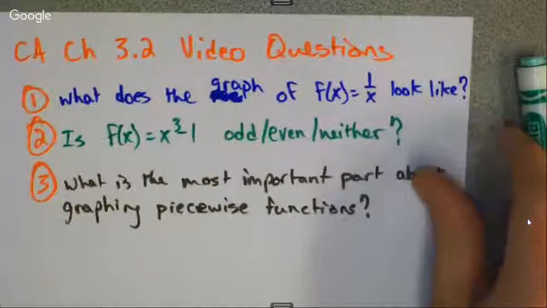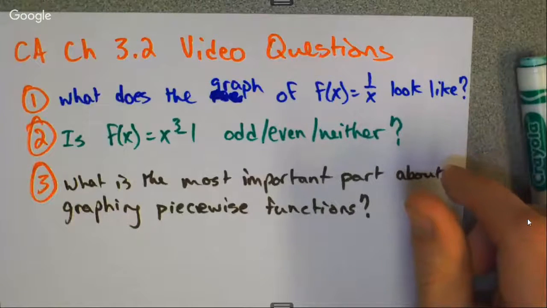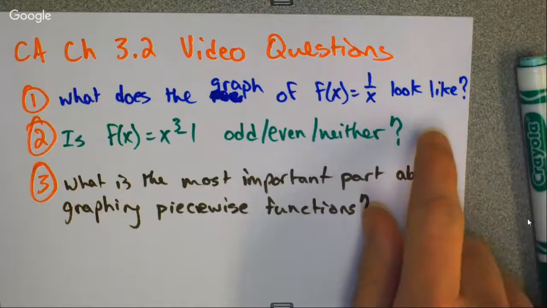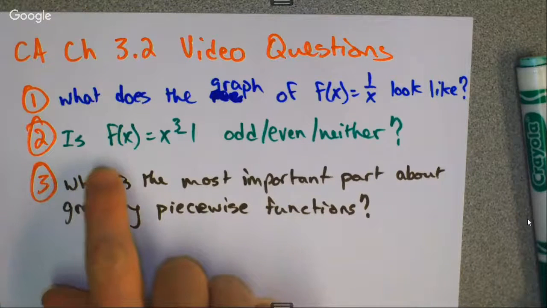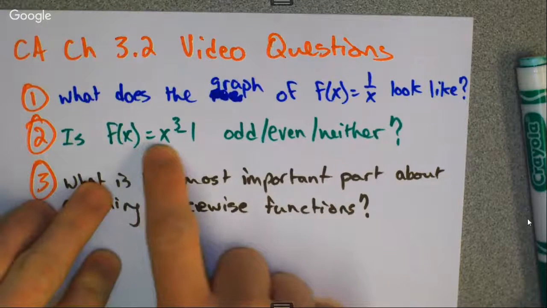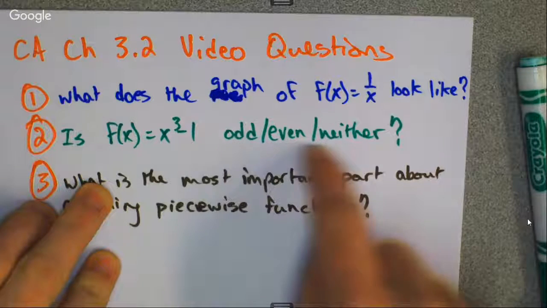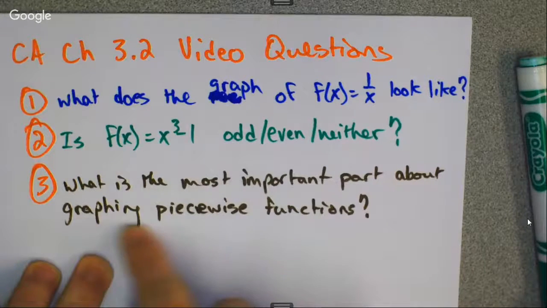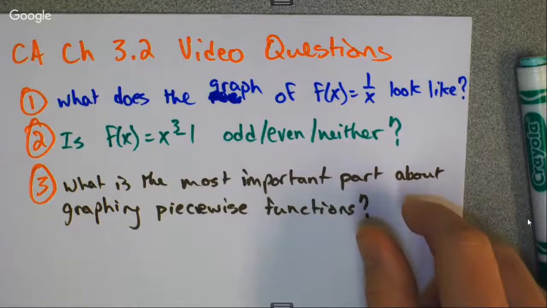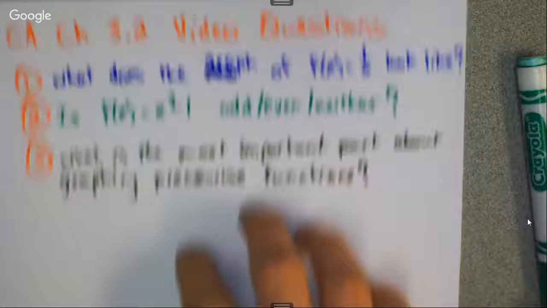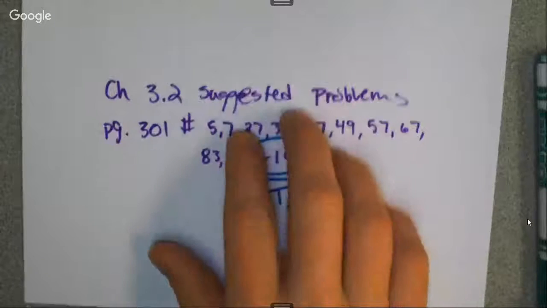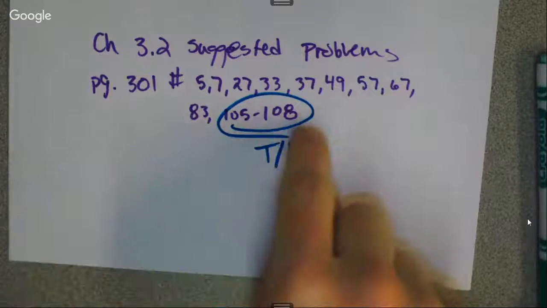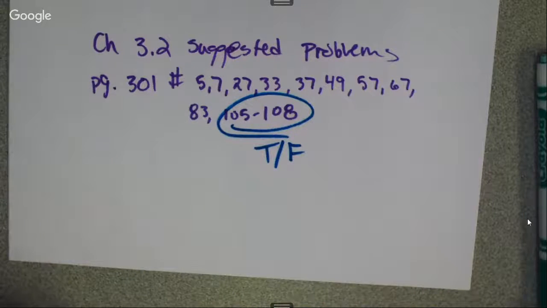So your questions for 3.2 are, number 1, what does the graph of f of x equals 1 over x look like? Number 2, is f of x equals x to the third minus 1 odd, even, or neither? Number 3, what is the most important part about graphing a piecewise function? Okay, so those are your 3 questions to have done for class time. And then here are some suggested problems. Not a lot. Here are some true false that may be pretty tricky.